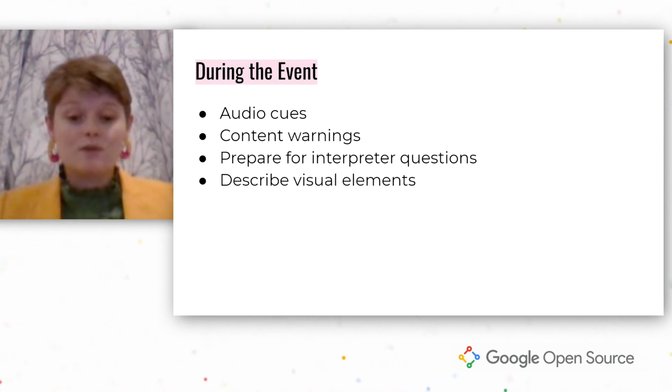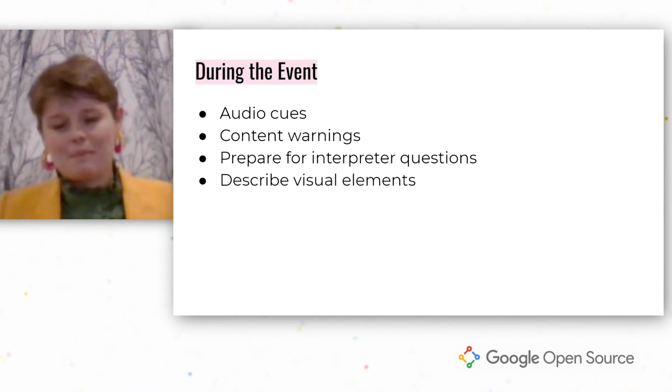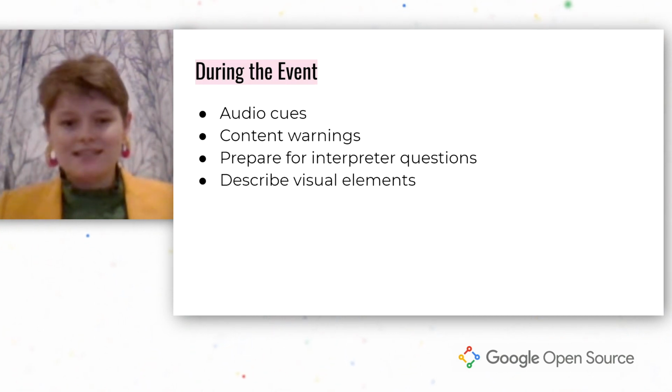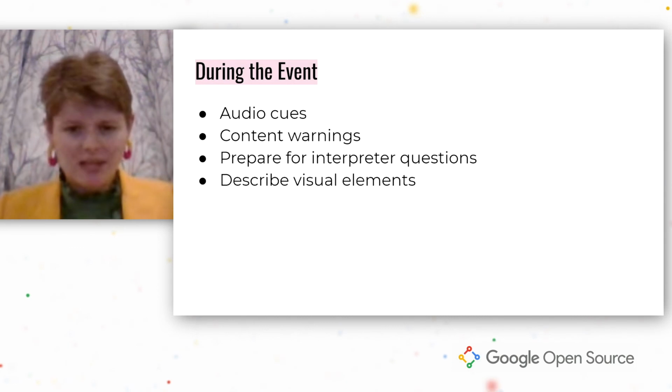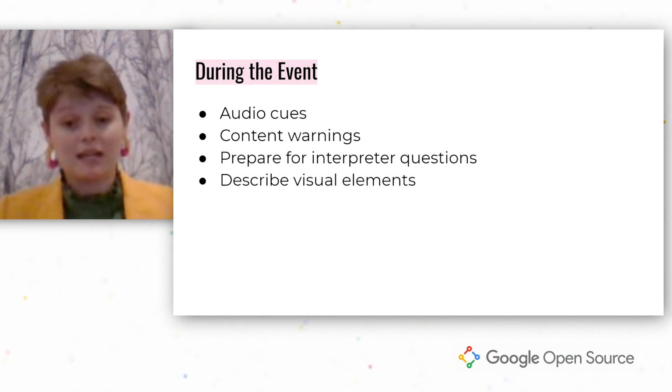Another thing you should do is to prepare for interpreter questions. So, sometimes your internet might cut out, or there's some background noise that's making it hard to understand what you're saying. The interpreter is going to cut in and say, hey, I didn't understand what you said. Can you repeat that? And that's because they want to make sure that the person who's relying on the interpreter for communication has full access to the information that's being relayed. Just prepare for those questions related to clarification, because that's really going to be helpful for the folks who are relying on the interpreters.